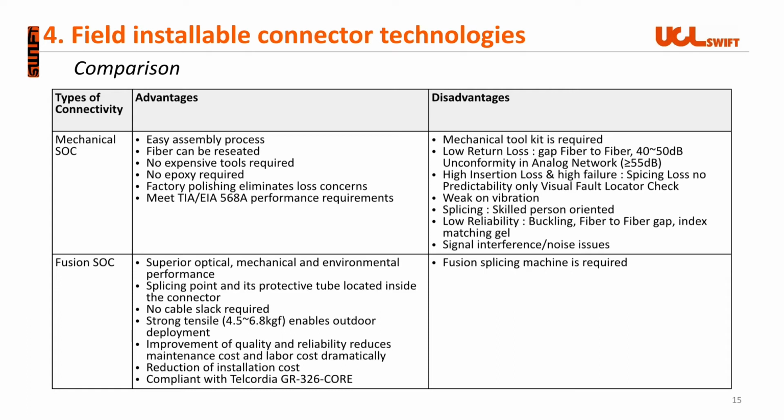Signal interference, noise issues. Now, the advantages of fusion splice-on connectors are superior optical, mechanical, and environmental performance. The splicing point and its protective tube are located inside the connector. No cable slack required. Strong tensile, 4.5 to 6.8 kg force, enables outdoor deployment. Improvement of quality and reliability reduces maintenance cost and labor cost dramatically. Reduction of installation cost. Compliant with Telcordia GR-326-CORE. However, a fusion splicing machine is required.